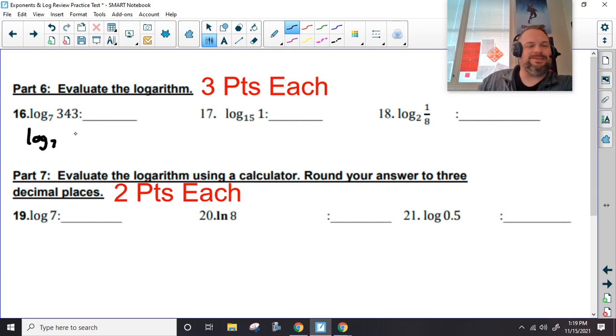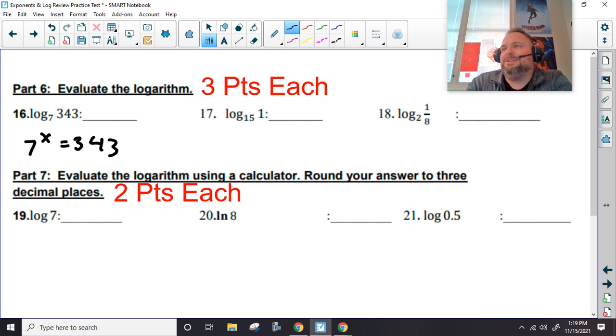On the back, this is the way you would actually set it up. 7 to what power is 343? Now, I'm not expecting y'all to know all these powers offhand. I'm expecting y'all to go 7 times 7 times 7 to figure out how many times you multiply 7 to get this. And this is 3. 7 to the 3rd power is this. All right.